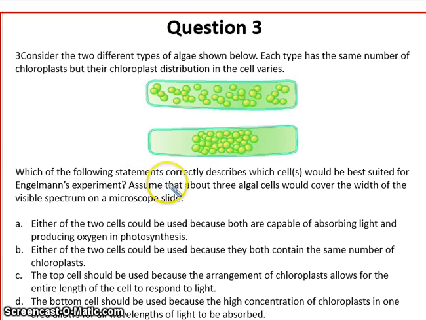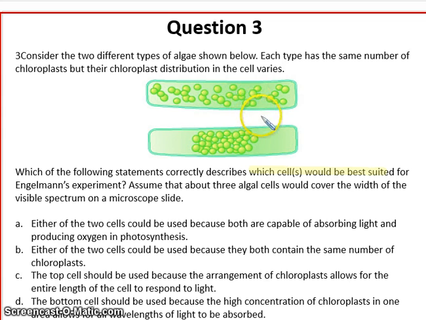Which of the following statements correctly describes which cell, so I like to highlight stuff, which cell would be the best suited for that last experiment we just looked at? Assume about 3 algae cells would cover the width of the visible spectrum on a microscope slide. Now, I pause for a minute and look at these 2 cells just from observing which would be the best type for this experiment. Is it that the chloroplasts are spread out or that they're congregated together?